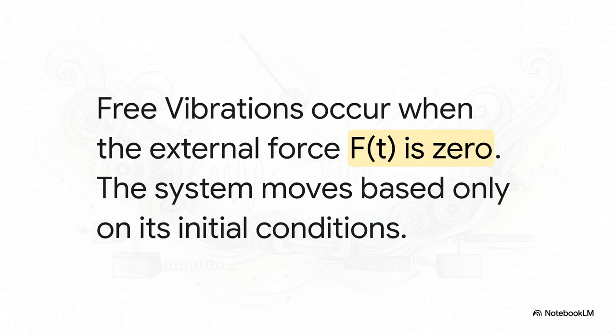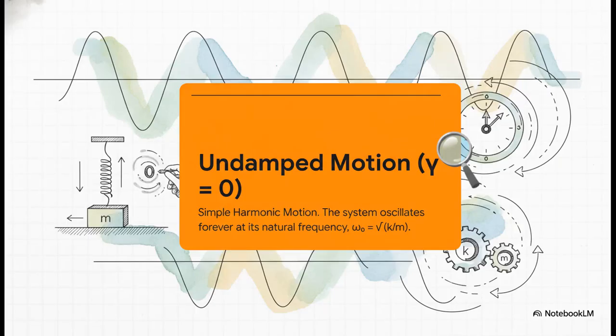Now the way the mass moves depends only on its own built-in properties. Its mass, how stiff the spring is, and of course, how we started it all off, its initial position and velocity. And if we take it one step further and imagine a perfect world with no damping, so our gamma term is also 0, we get the purest kind of vibration there is, simple harmonic motion. The system would just oscillate back and forth forever. And the speed of that oscillation is what we call its natural frequency, or omega naught. That frequency is determined only by the spring constant k and the mass m. It's the specific rhythm the system just wants to vibrate at.